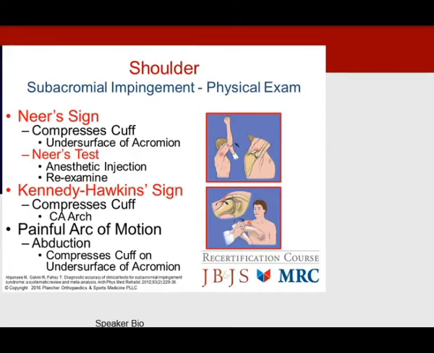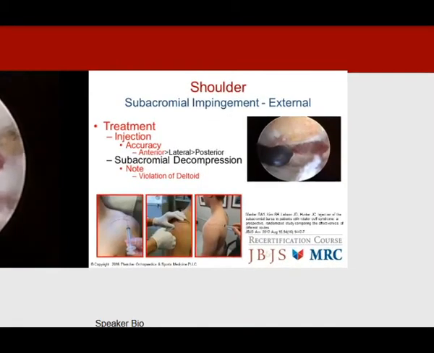The classic physical signs of primary subacromial impingement, the Neer sign, Hawkins-Kennedy sign, or a painful arc of motion, can help diagnose this, as we have compression of the cuff on the undersurface of the acromion. Treatment is seen with an injection, and accuracy now in the literature has been shown that an anterior injection more than a lateral and more than a posterior can help with accuracy to treat subacromial impingement.